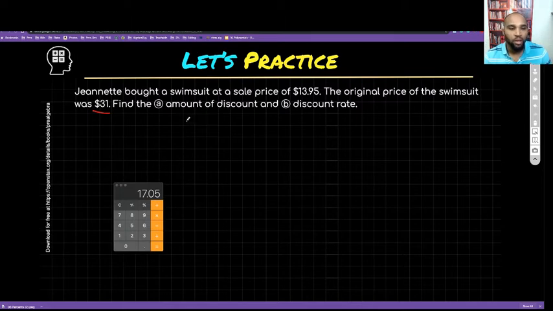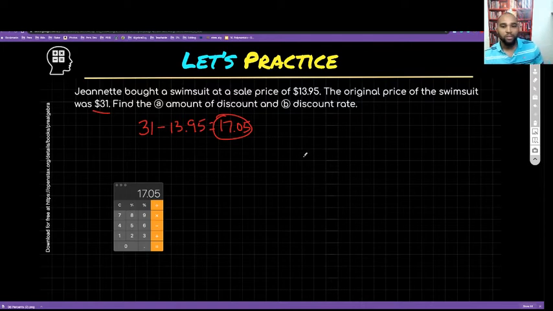So let me write that out just so you can follow along. $31 minus $13.95. That gave us $17.05. So that's the amount of the discount. This is how much she saved because she bought it for $13 even though it was $31. So what was the rate that she used?